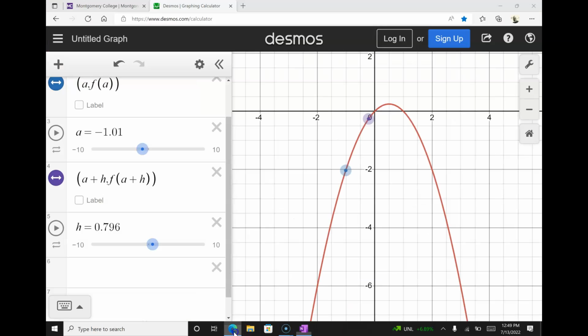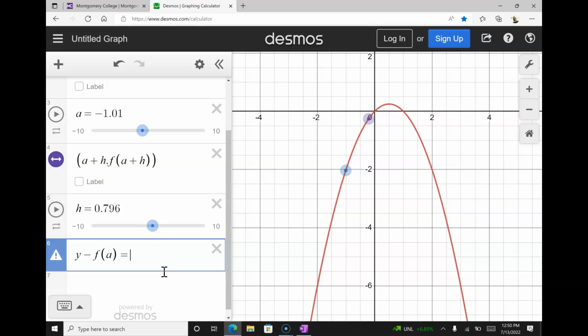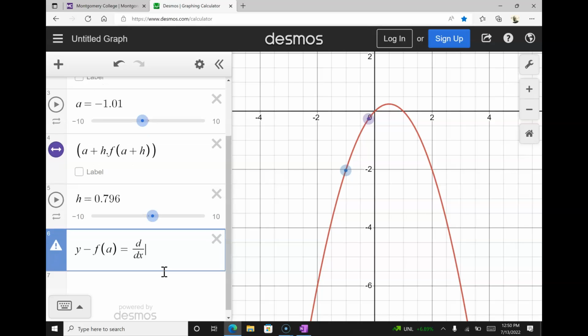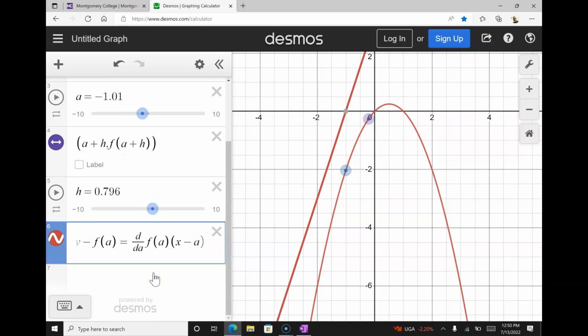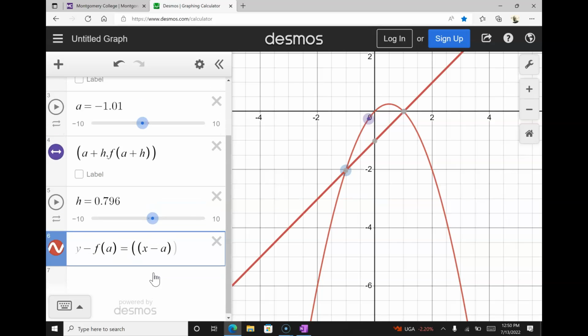So here we go. I'm going to type that in now into Desmos. y minus f of a equals d fraction dx, right arrow, f of a, times in parentheses x minus a. And it's not correct. It might need d da. All right, give me a second. I know, because I have to evaluate it at a. So I think I can't do it this way. I already know what my derivative is, right? It's 1 minus 2a. So I'm going to put that in, 1 minus 2a.